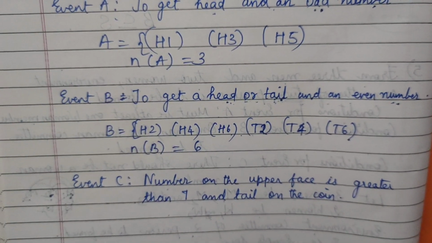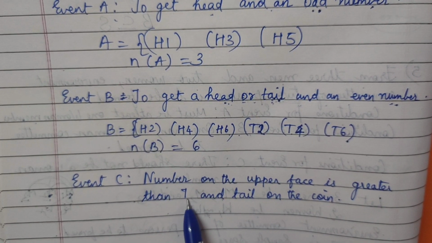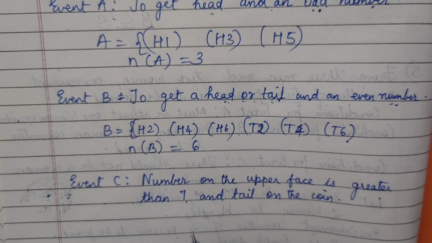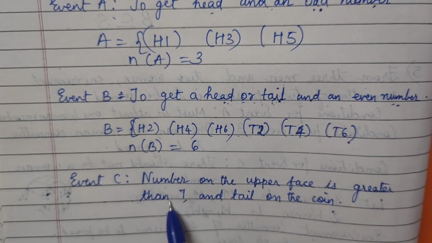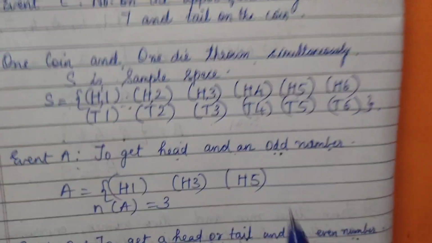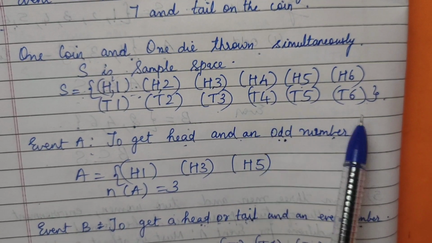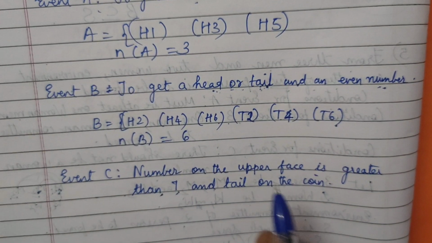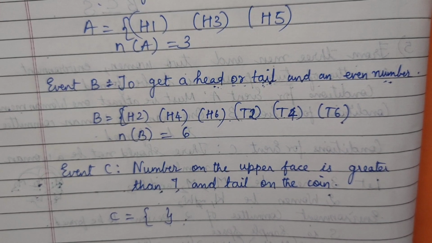Let's go for the third condition. Event C, number on the upper face is greater than 7. And understand here, greater than 7. On a die, is there any number that can be greater than 7? Not at all. And tail on the coin. So when it is said greater than 7, 7 से बड़ा कौन सा भी नंबर नहीं है ना. तो इसका मतलब टेल तो है लेकिन 7 से बड़ा नंबर चाहिए, तो वो है ही नहीं. So we say that we don't have anything, that is an empty set here, empty set.